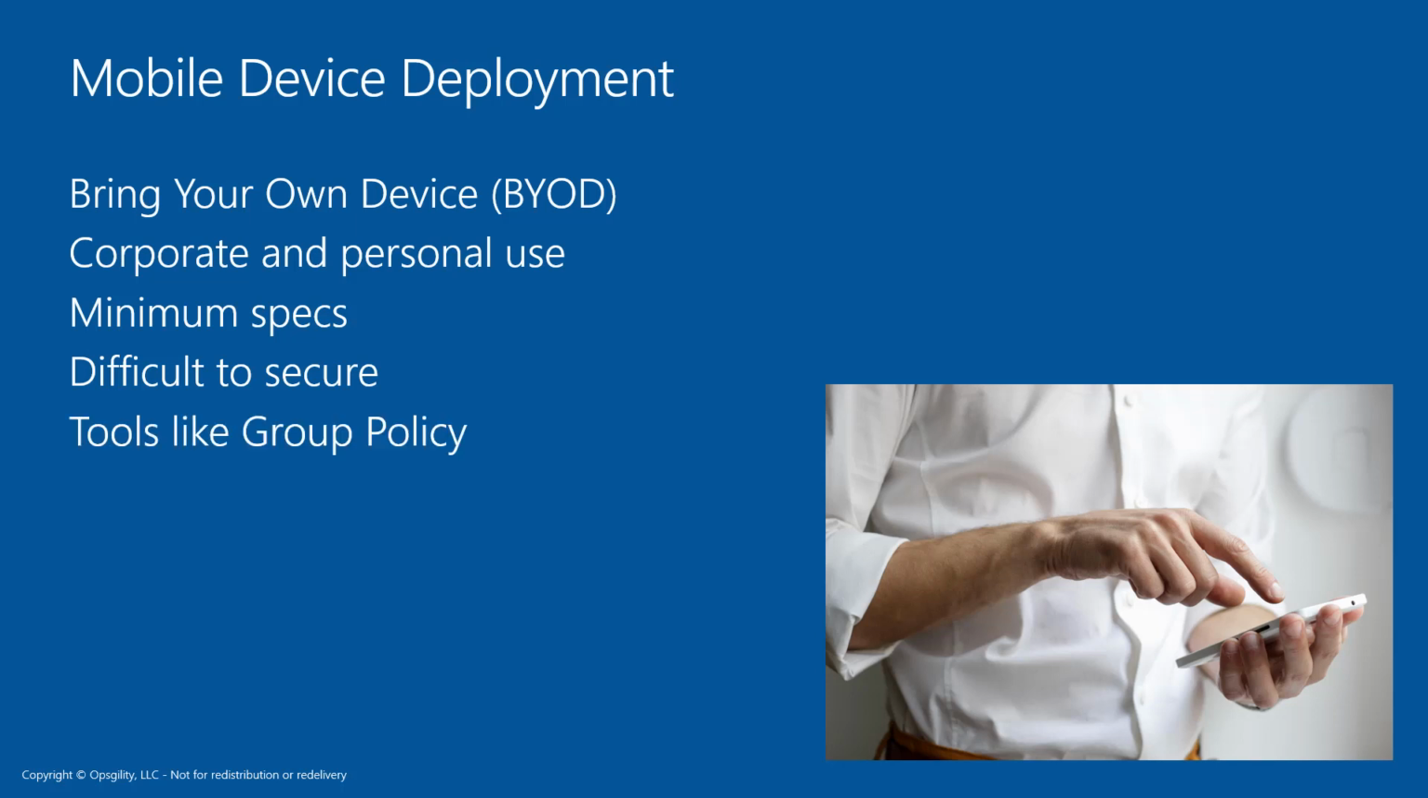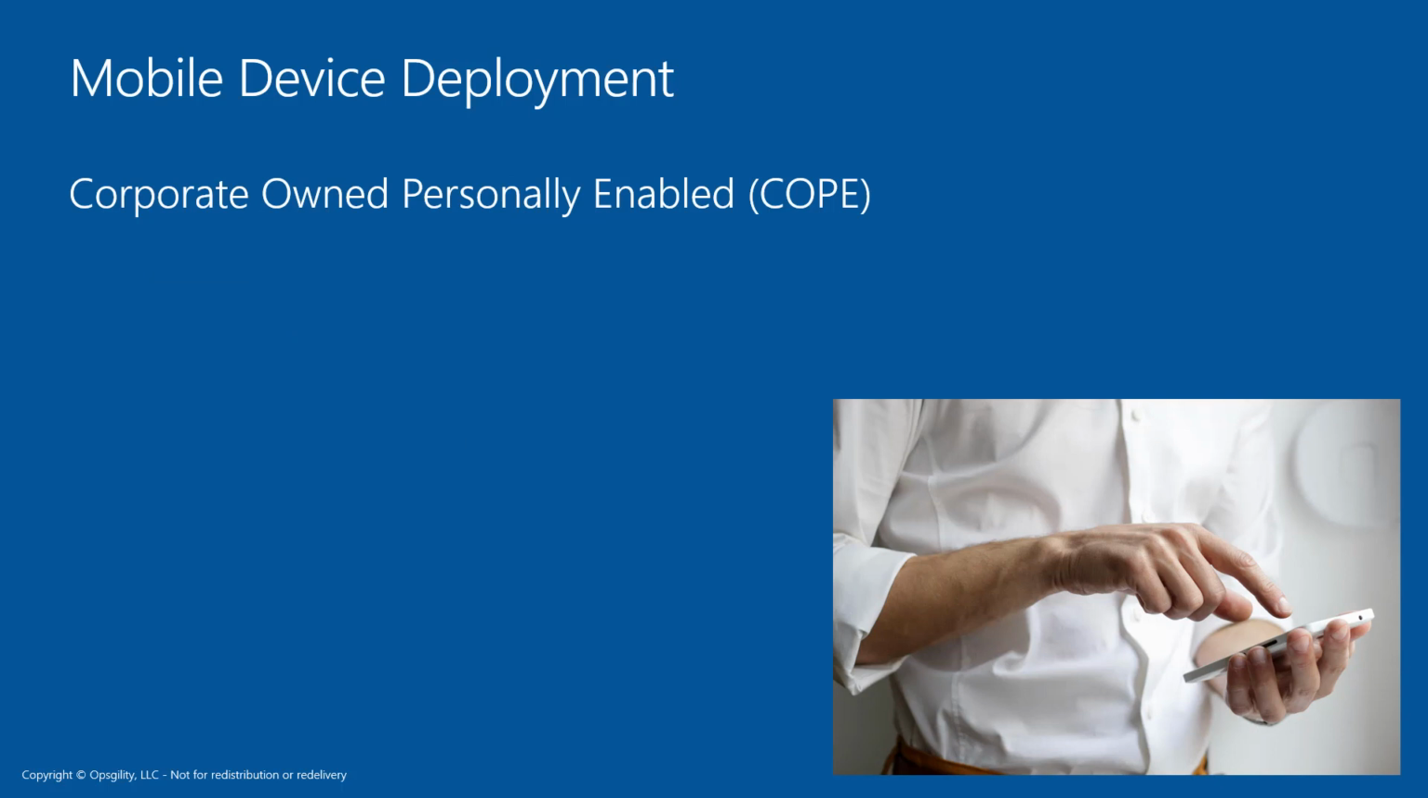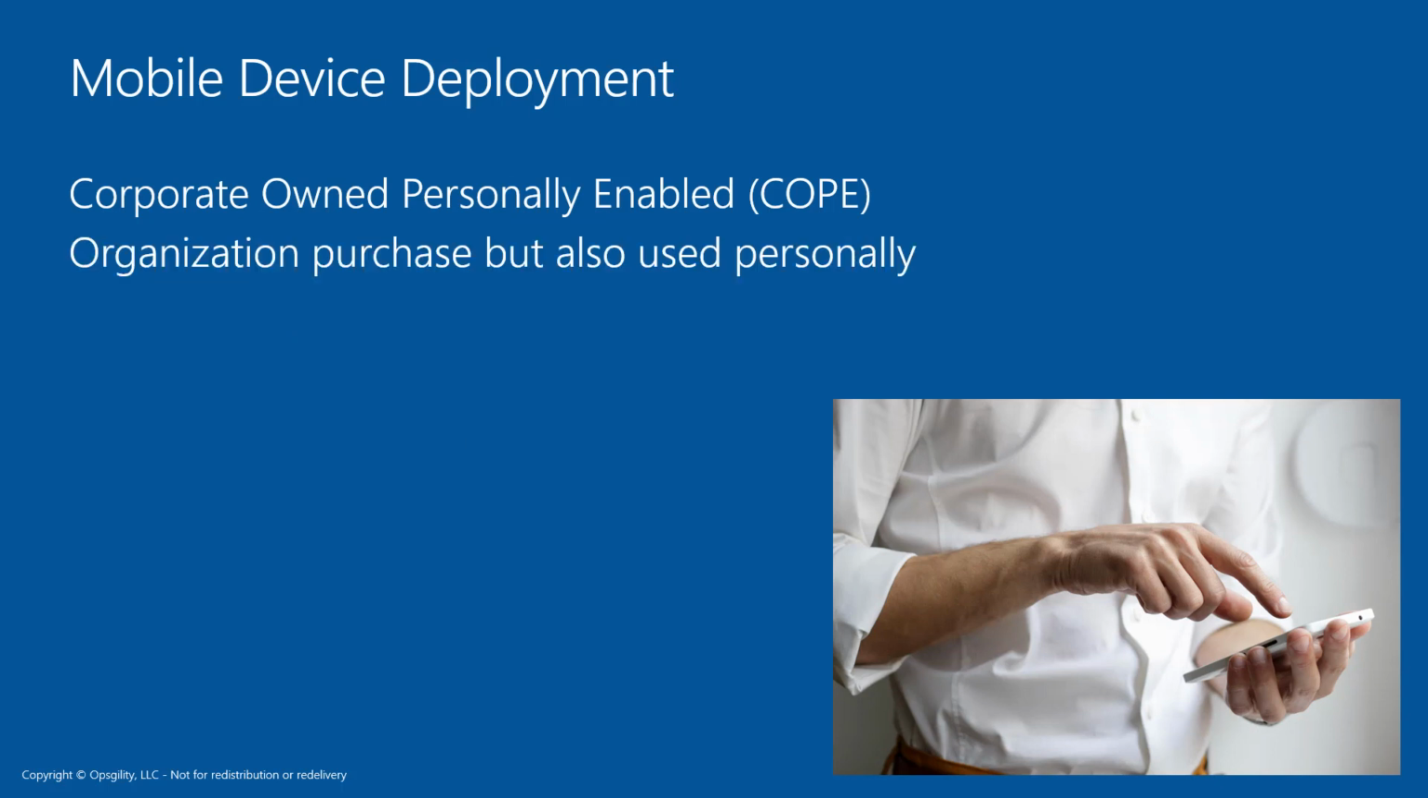Another way to go is with corporate-owned, personally enabled, or COPE. This means that the organization purchases a smartphone and then it's used both as a corporate device and as a personal device for the end user. The organization is going to maintain full control of the device. Usually it's managed through a centralized mobile device manager, either in Windows or some other third-party software, similar in a way to how we used to manage BlackBerry phones in the early 2000s.